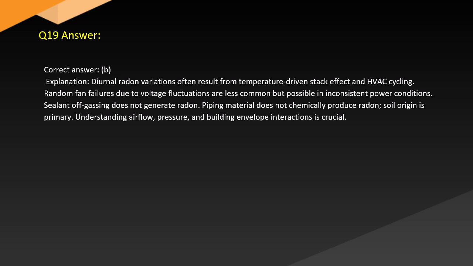Answer. Correct answer. B. Explanation. Diurnal radon variations often result from temperature-driven stack effect and HVAC cycling. Random fan failures due to voltage fluctuations are less common but possible in inconsistent power conditions. Sealant off-gassing does not generate radon. Piping material does not chemically produce radon. Soil origin is primary. Understanding airflow, pressure, and building envelope interactions is crucial.